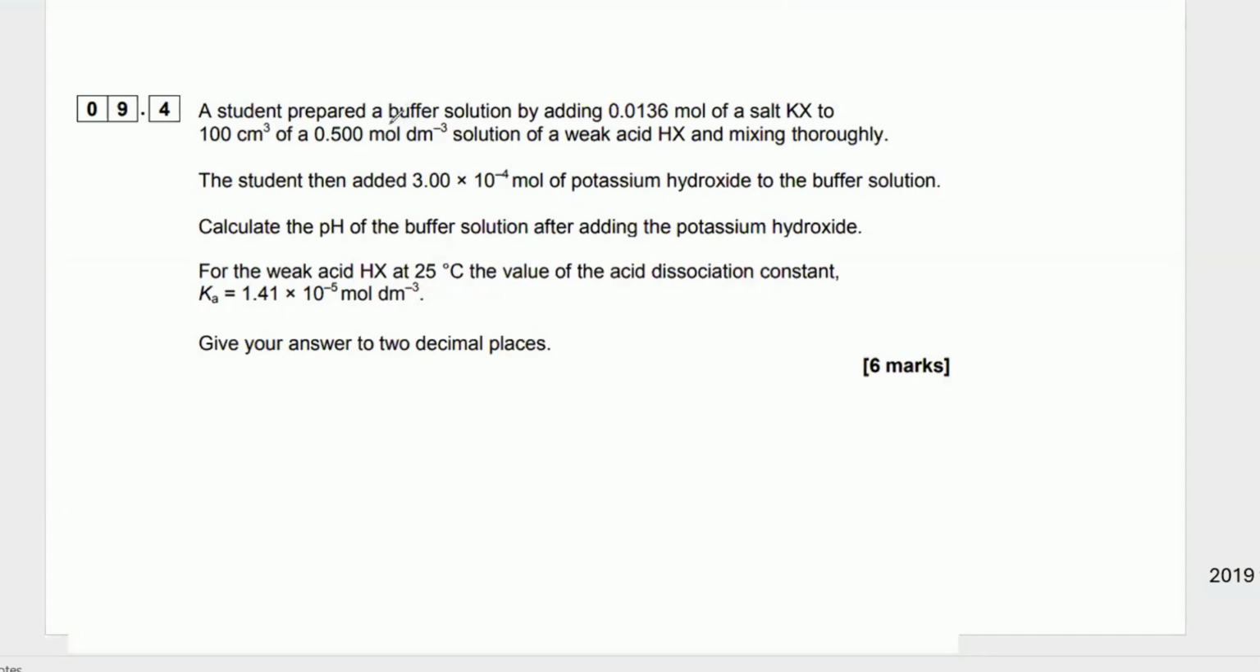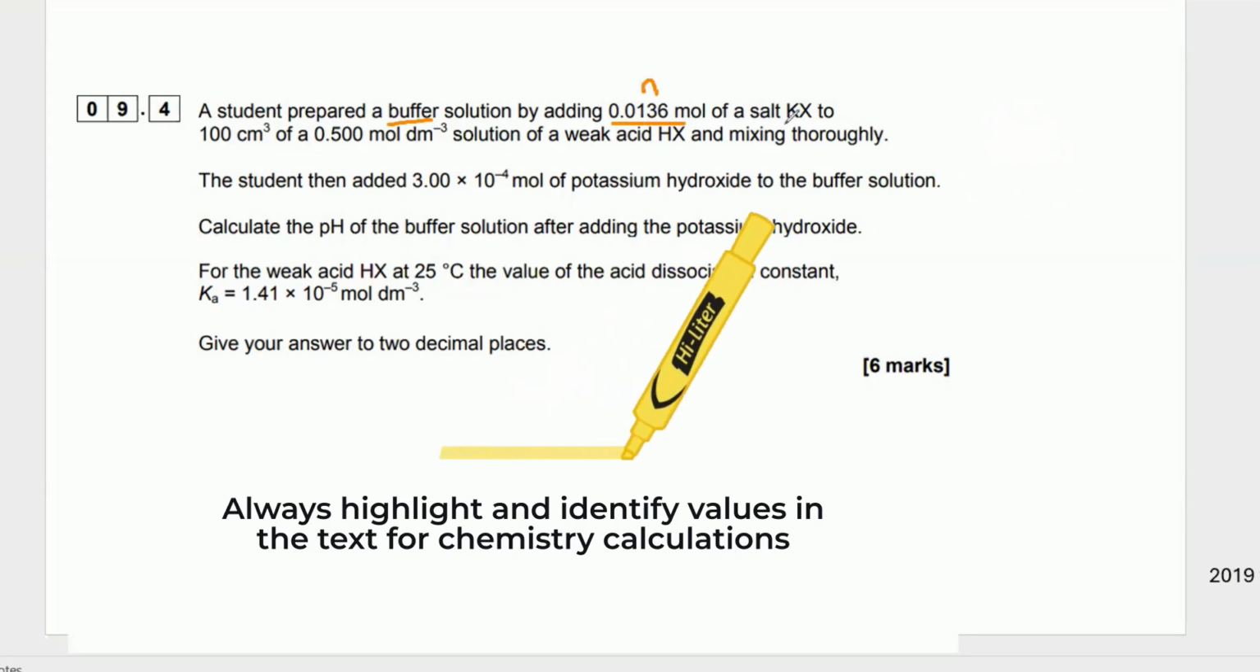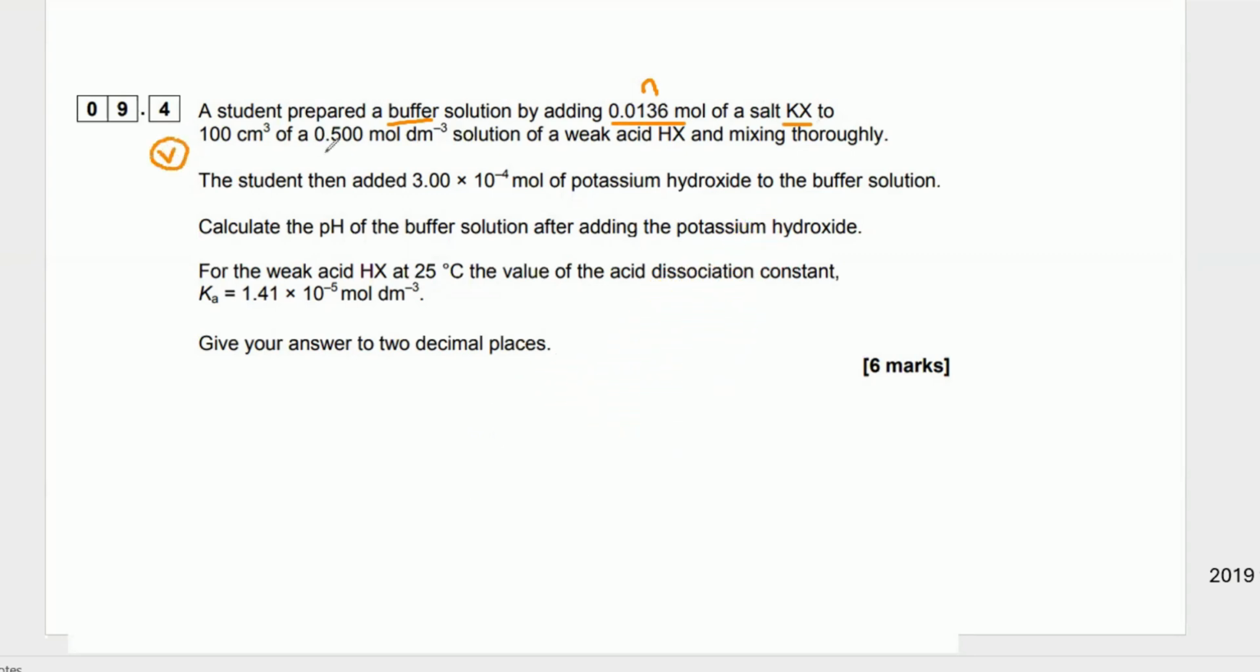Okay, I'm going to go through it. Now, the first thing to do is, it's a buffer. I've seen the word buffer, so I'm pretty aware that it's going to be buffers. I've now been given my moles, my N of salt KX. And it looks like I've been given a volume again, and I've been given a concentration. So immediately, I know we are definitely going to have N over CV, and this is of a weak acid. So I've been given the tools to work out the moles of a weak acid, and I have the moles of the salt. The student then added 3 times 10 to the minus 4 moles of sodium hydroxide to the buffer solution. Calculate the pH of the buffer solution.